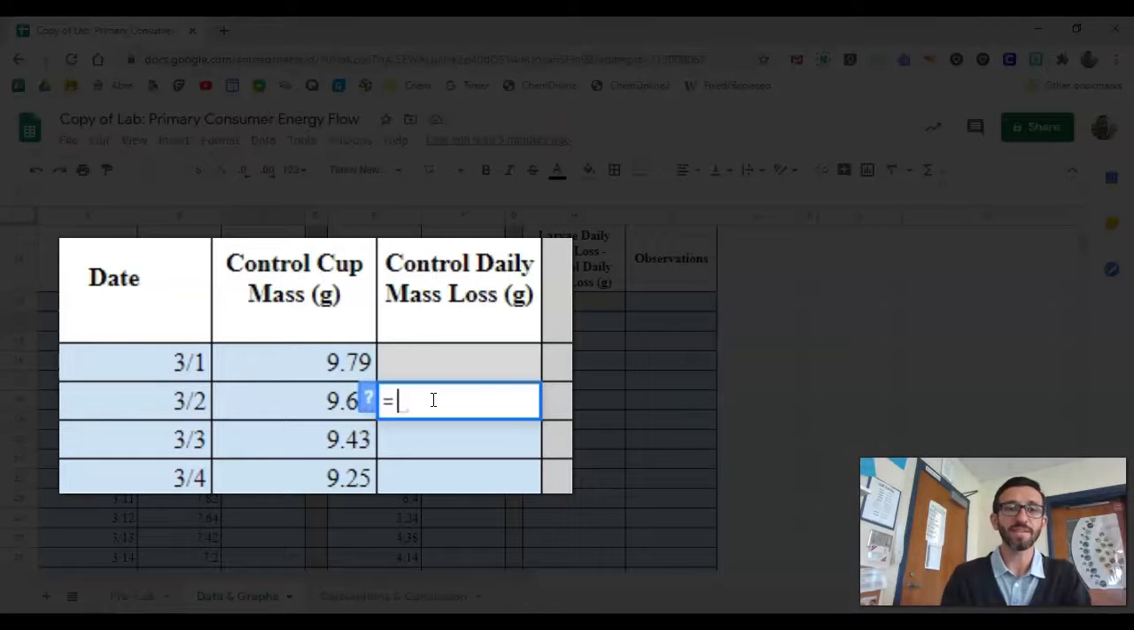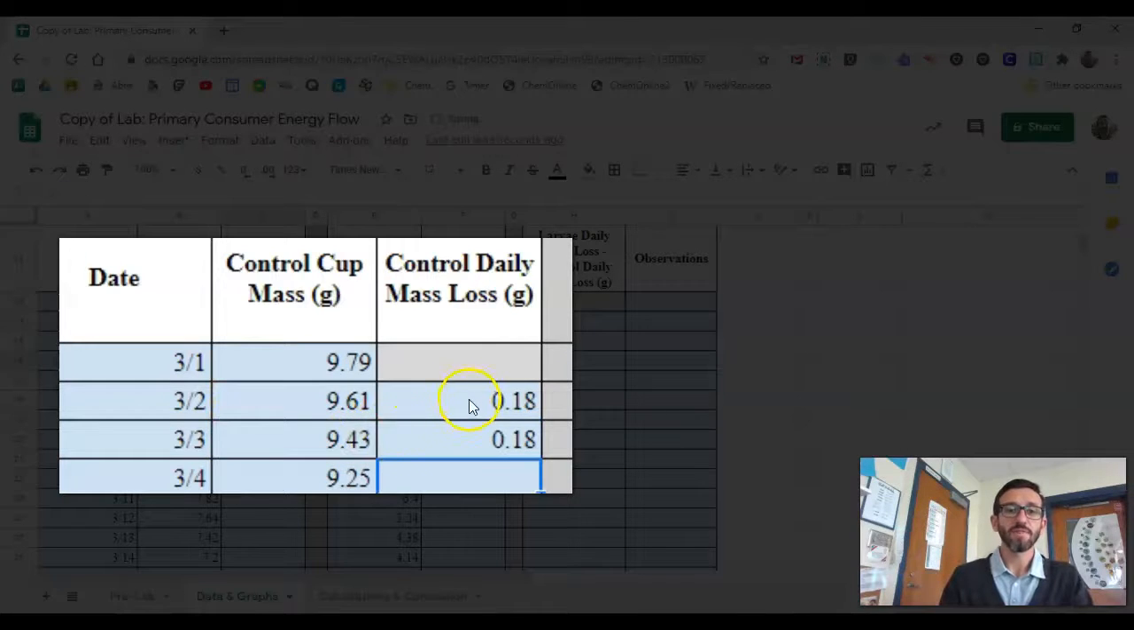So I'm going to type in the equal sign, and then I'm going to click the first day minus the second day. Then for the next one, I'm going to do the same thing, but the second day minus the third day. So equals, and then second day minus third day.